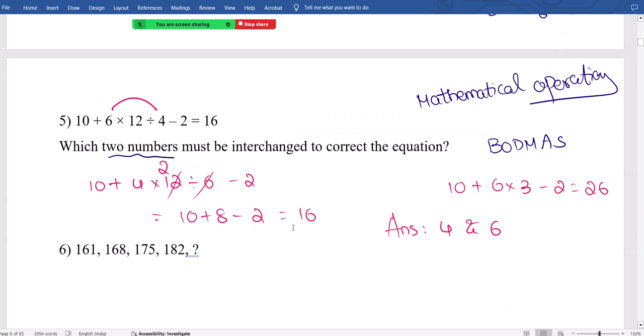Some questions they'll ask you to change the symbols: plus as minus or minus as plus, division and multiplication interchanged, something like that. Some questions you have to interchange the symbols, they'll ask you like that. Some questions they'll ask you to change the numbers. This question is regarding changing the numbers.